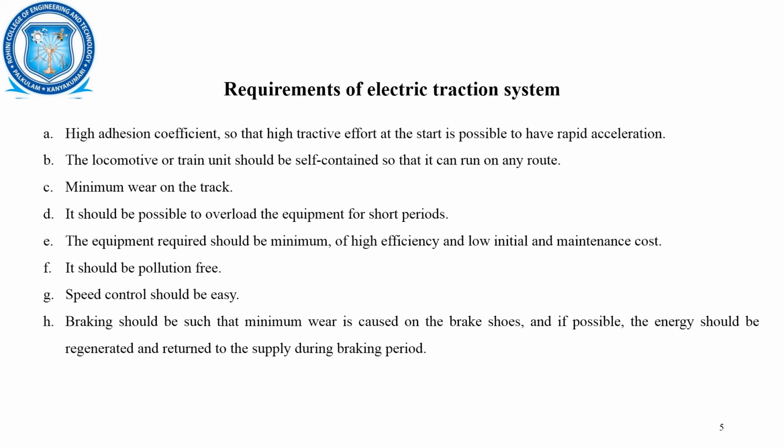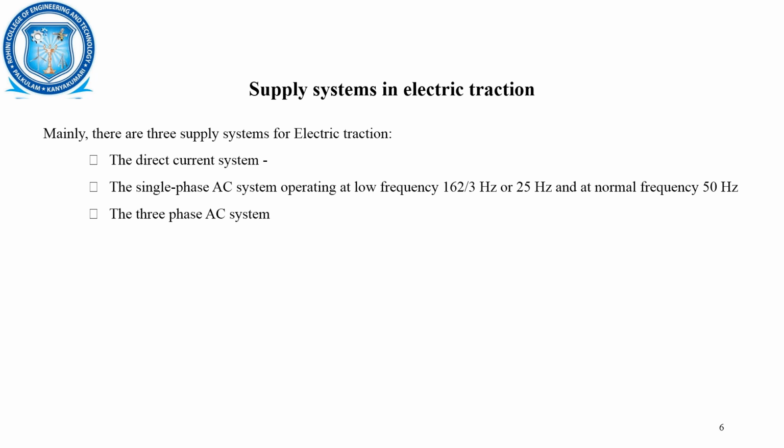Next, the braking should be such that there is minimum wear, which may be caused in the brake shoes, and if possible the energy should be regenerated and returned to the supply during the braking period. Normally we call this type of braking regenerative braking. And the main supply systems provided in electric traction are the DC system, the single phase AC system under low frequency and at normal frequency operation, and the 3-phase AC system. Any of the three methods can be used for supplying electric traction.